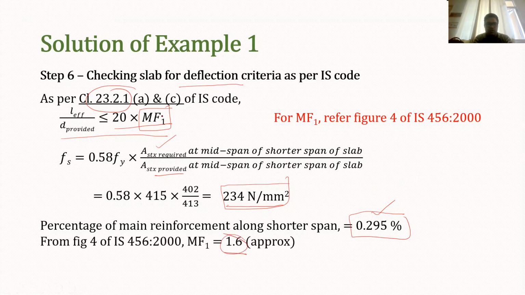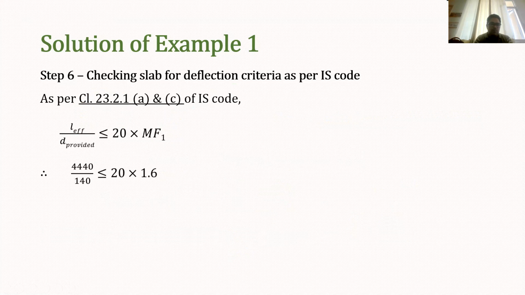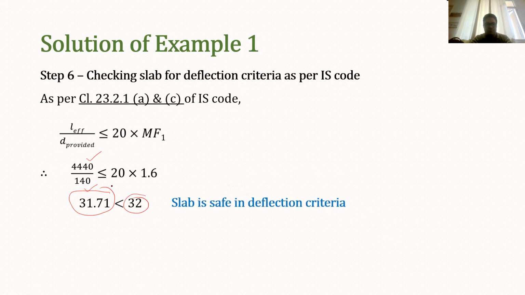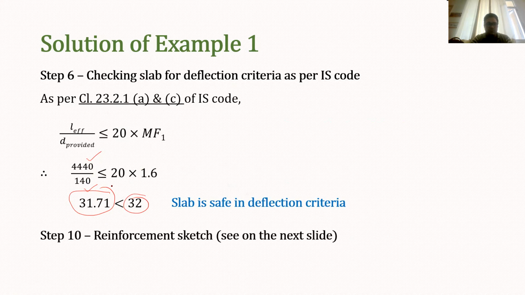Now putting this value in this equation, L effective we already know. L effective will be of the shorter span and D provided will be actually the DX. So putting all the values here. So L effective is the shorter span, LX, and 140. So calculating this, we get the value LHS as 31.71, which is less than 32, which means our slab is safe in the deflection criteria. So here, the next step would be step 7, which is reinforcement sketch.